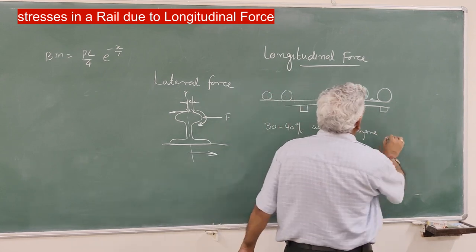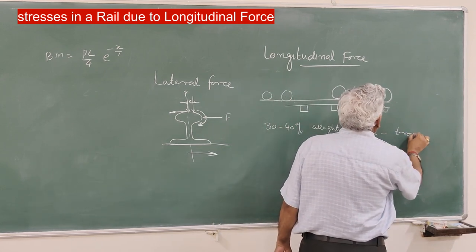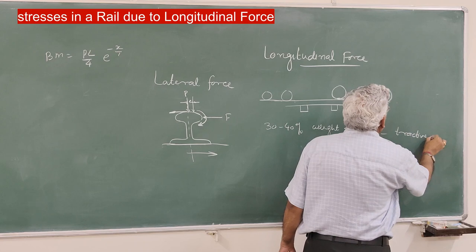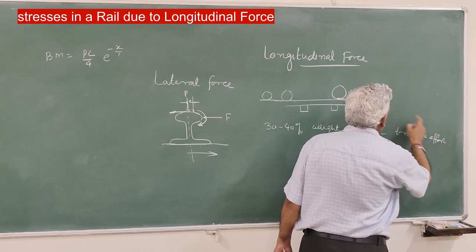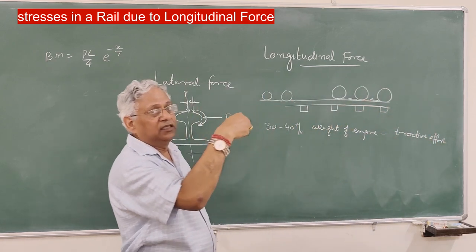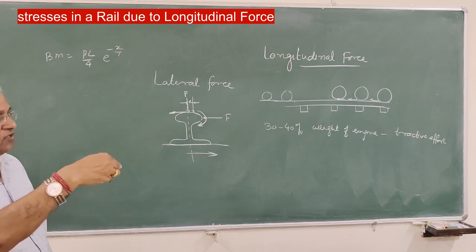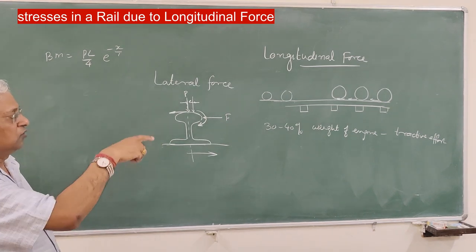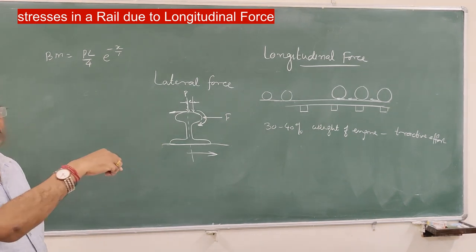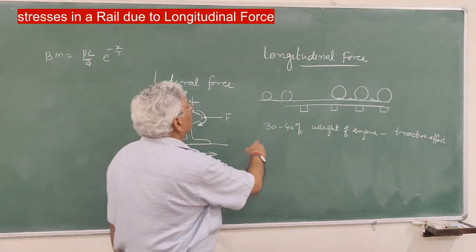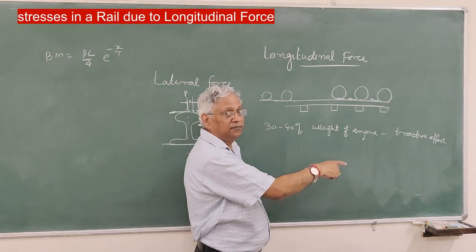This is because of the acting of tractive effort of the locomotive. As I told you, when they apply the load to pull the train, there is the tractive effort. So the longitudinal force, because of tractive effort, can be taken as 30 to 40% of the weight of the engine.